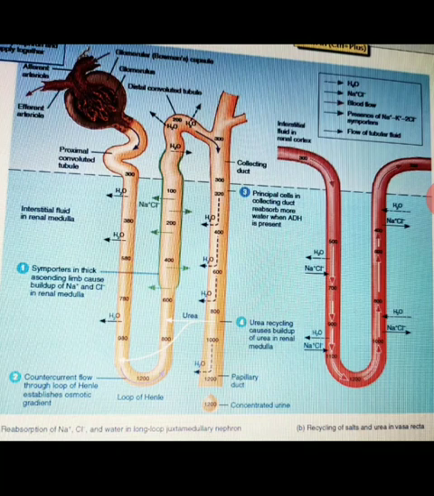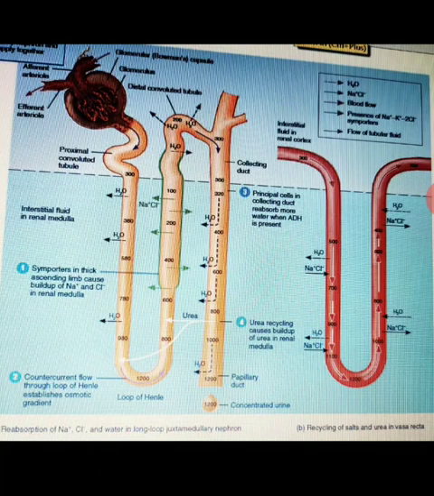Then next point, since the tubular fluid constantly moves from the descending limb to the thick ascending limb of the loop of Henle, the thick ascending limb is constantly reabsorbing sodium and chloride ions. Consequently, reabsorbed sodium and chloride ions become increasingly concentrated in the interstitial fluid of the medulla, which results in formation of an osmotic gradient that ranges from 300 milliosmoles per liter in the outer medulla to 1200 milliosmoles per liter deep in the inner medulla.